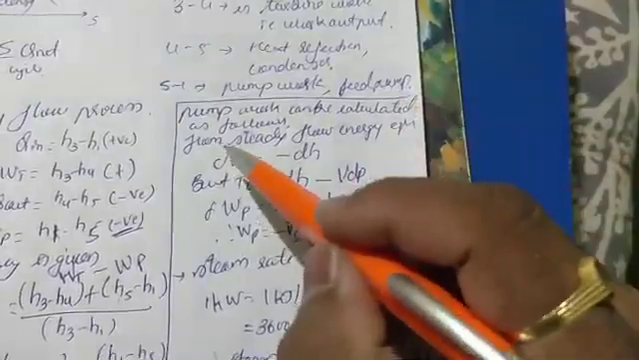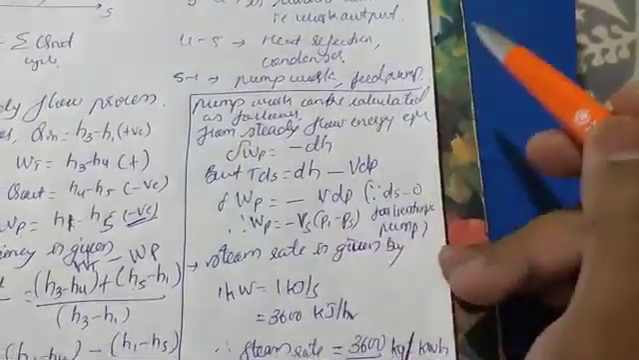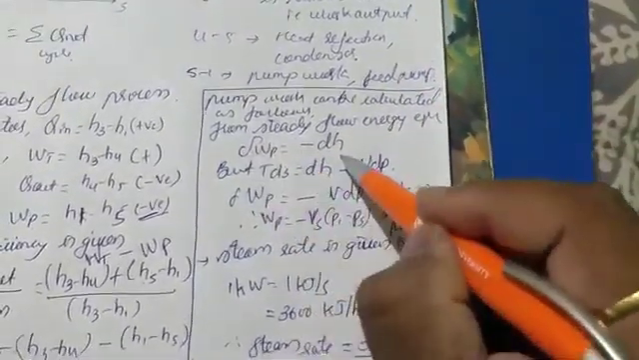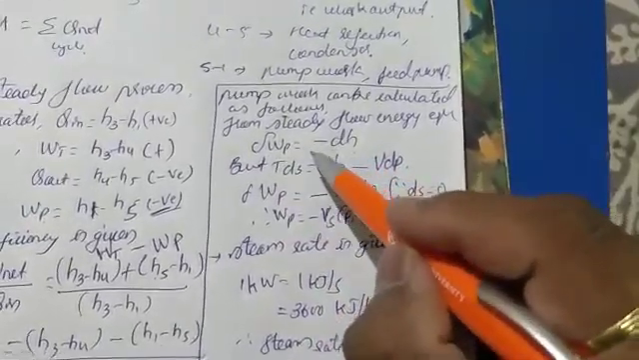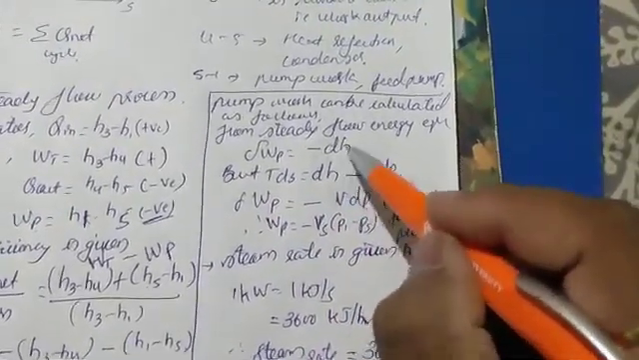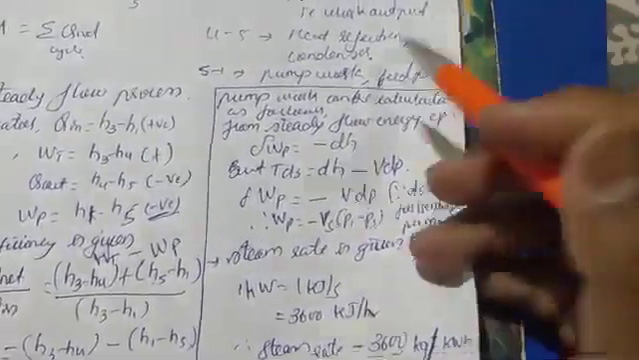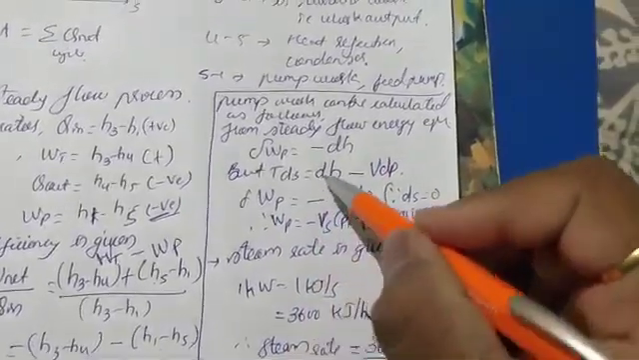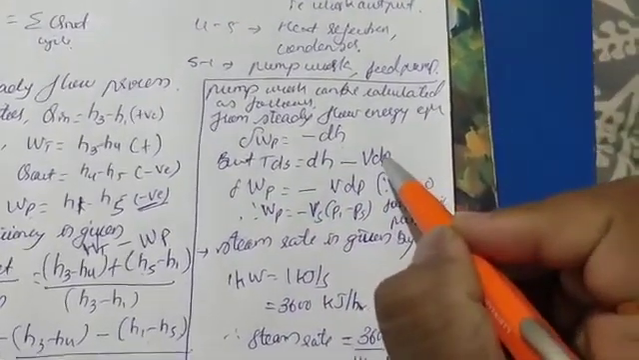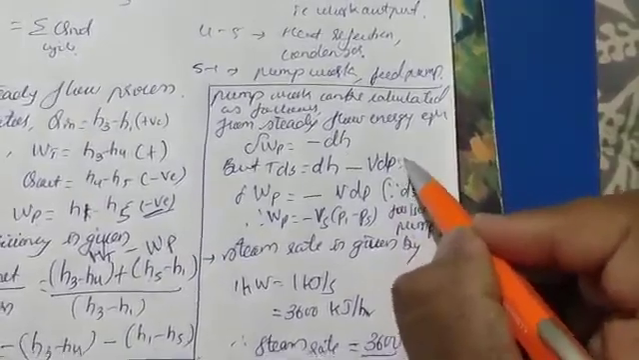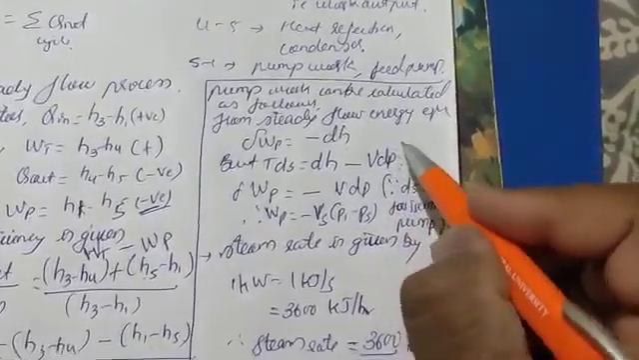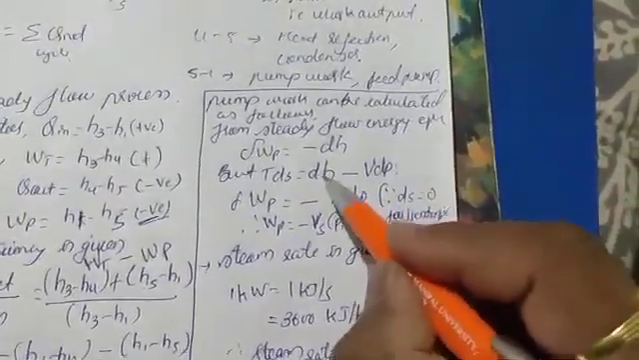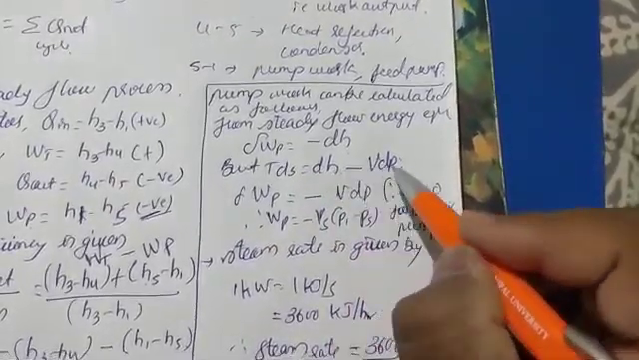Now how do we find the pump work? Pump work can be calculated as follows. From the steady flow energy equation we have studied, delta WP is equal to minus dH. Now what is this dH? Enthalpy, correct. The dH is replaced using TdS is equal to dH minus VdP. This is the equation already seen in the power cycles.